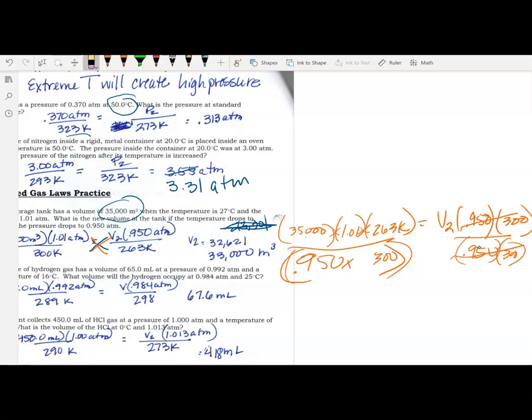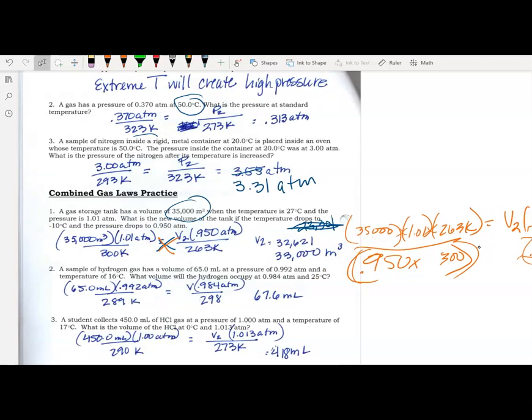Did you say number 3 was wrong on the combined gas laws? The 3.55 was wrong. 3.31 is the one that first hour corrected me to.